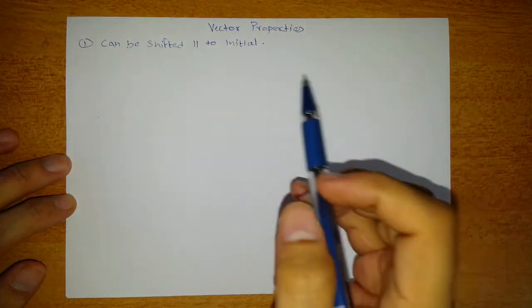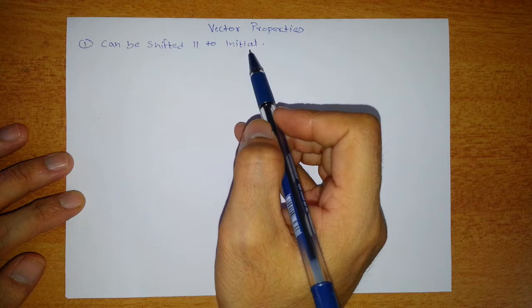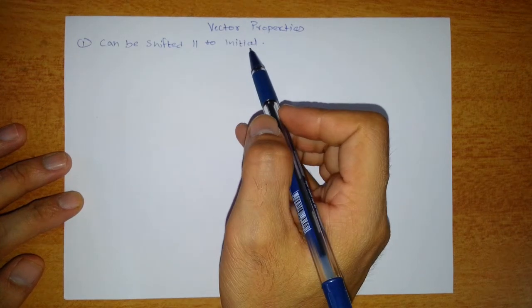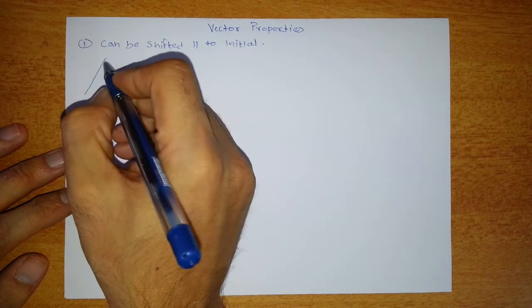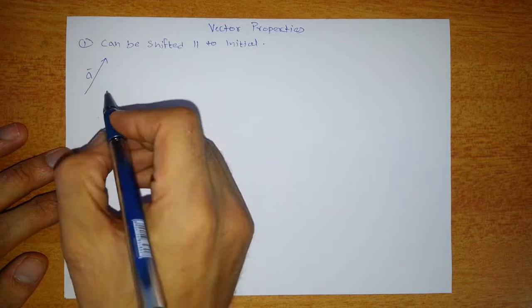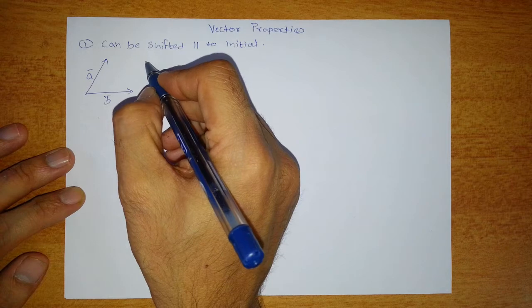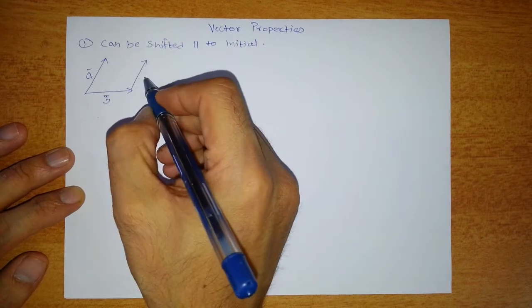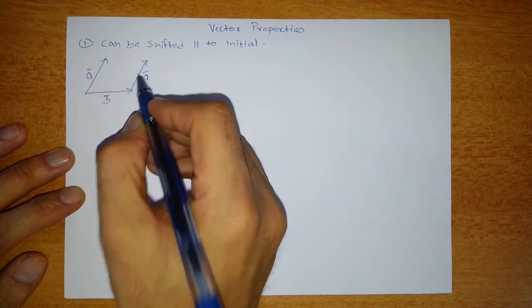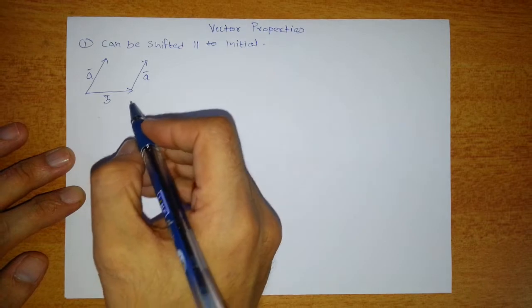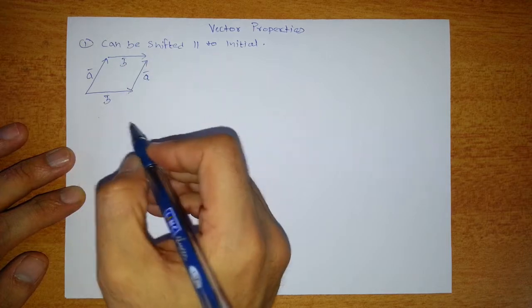The first property we'll be discussing for vectors is that it can be shifted parallel to its initial direction or parallel to its initial position. So let's say this is a vector A and this is a vector B. I can draw a vector which will have the same magnitude and same direction as that of A, meaning it is just shifted parallelly. This is vector A and this can be termed as vector B. Same length, just shifted parallelly.